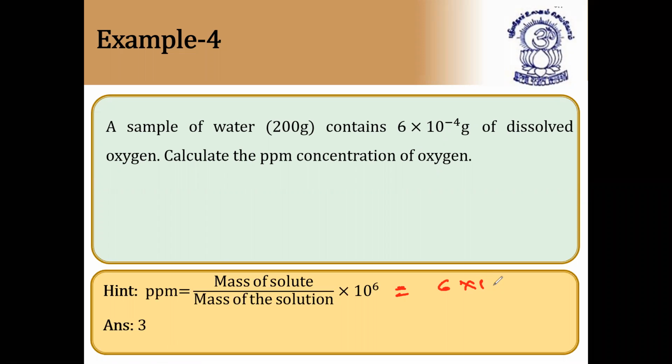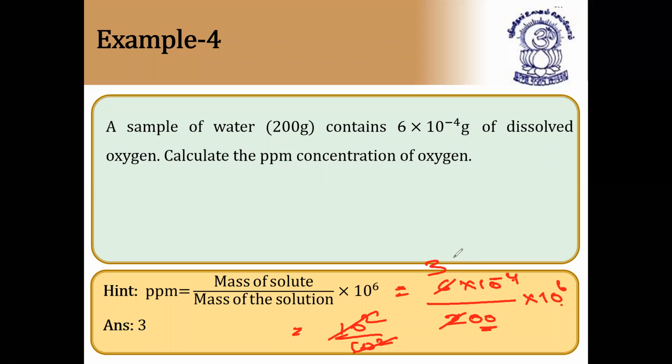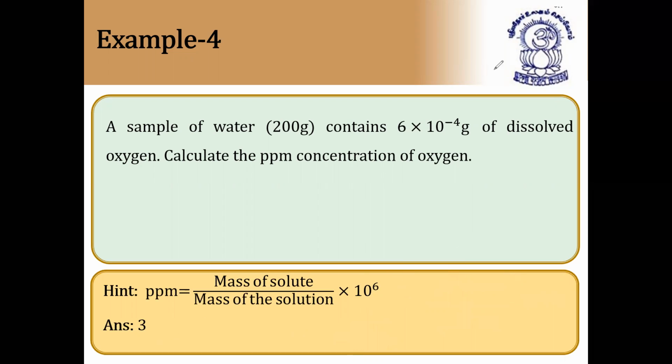So ppm is 16 × 10 to the power minus 4 divided by mass of solution 200 into 10 to the power 6. Let us solve now. 200 means 2 into 10 to the power 2. With 10 to the power 6 and 10 to the power 4, 2 into 10 to the power 2 gives 3 into 10 to the power 2. Here 10 to the power minus 4 remains, so you get 3. I hope it is clear now. So 3 ppm.